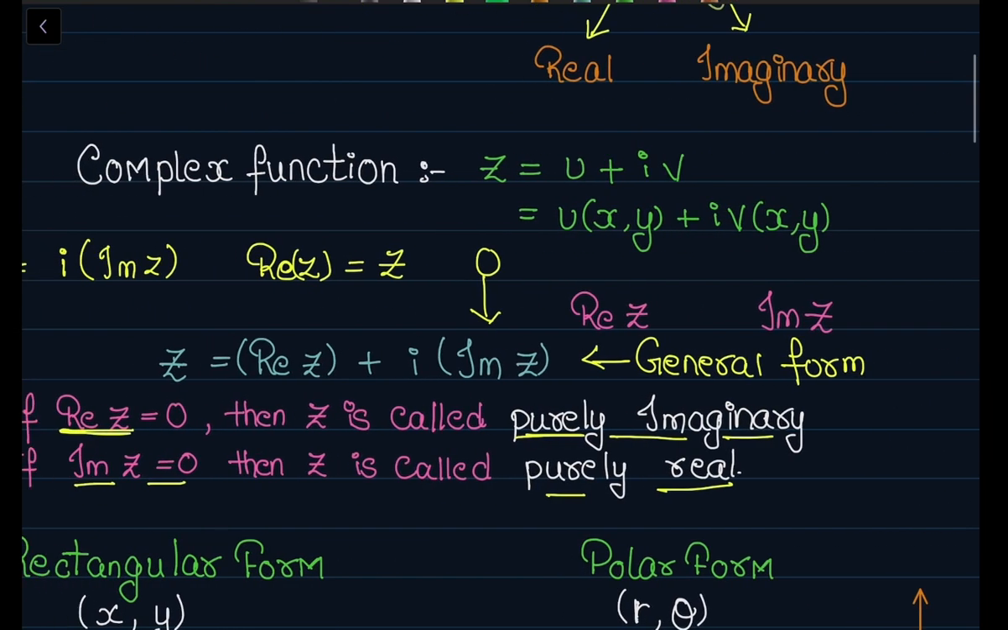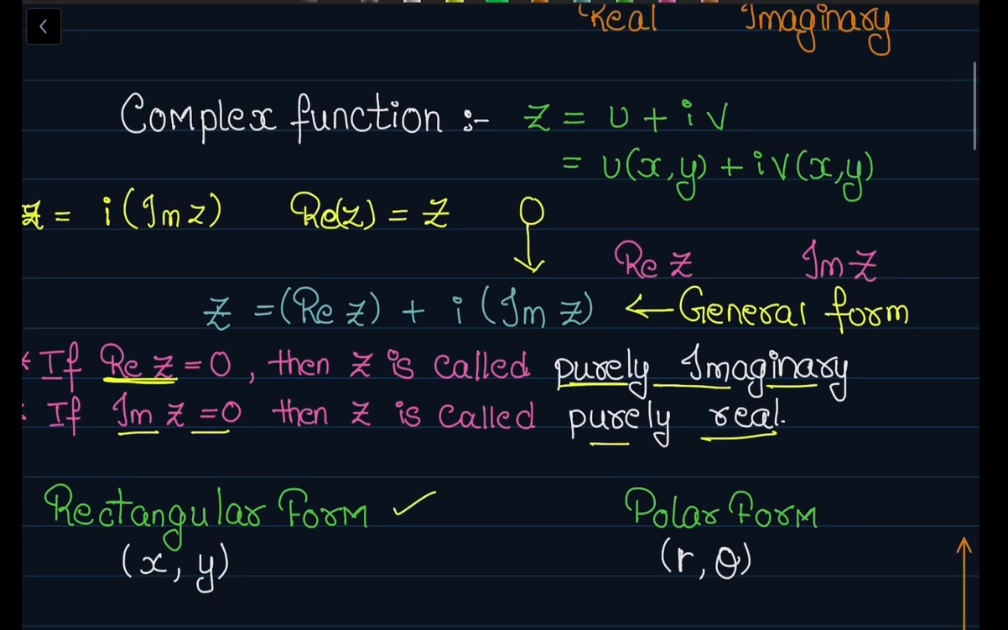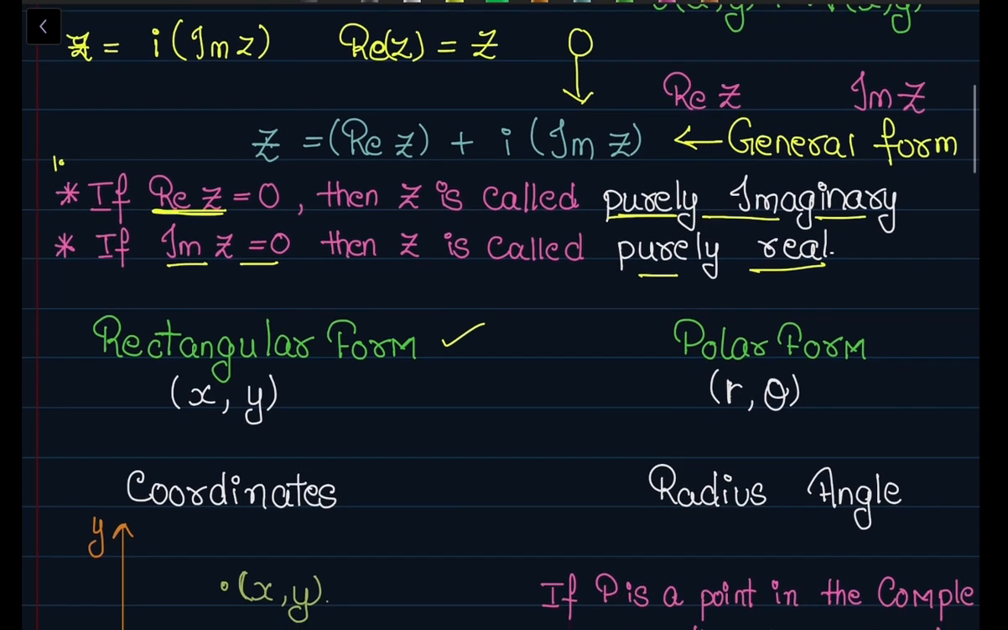Now the next thing you are also familiar with is the rectangular form and the polar form. The rectangular form is about functions in the form of x, y, where x, y are coordinates lying in the xy plane. What about the polar form? The polar form is again about functions in the variables r comma theta, where r is your radius and theta is your angle.